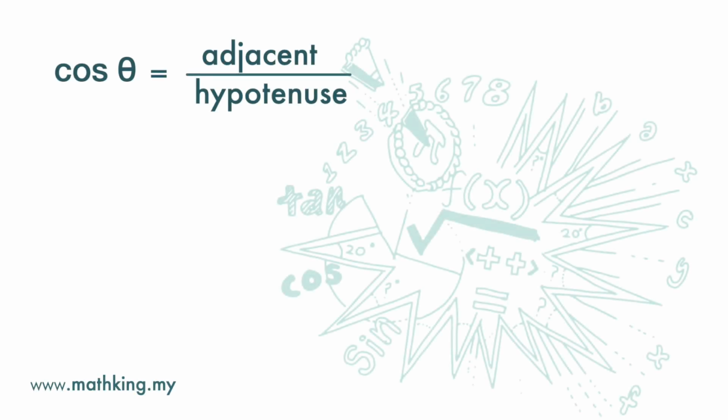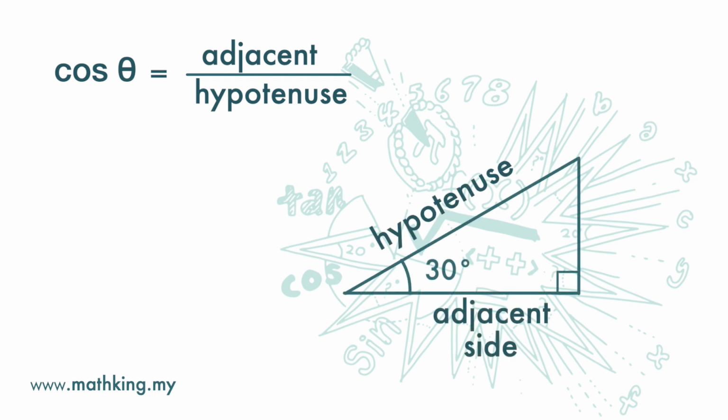For different angles, the cosine values are different. That is, the ratio of adjacent to hypotenuse are different. For example, this is a triangle with angle 30 degrees. Cos is adjacent over hypotenuse. This is adjacent, and this is the hypotenuse. And if we measure the length of the adjacent side and the hypotenuse and get the ratio, we will get 0.8660, rounding off to 4 decimal places. And this ratio, when the angle is 30 degrees, is called cos 30 degrees.